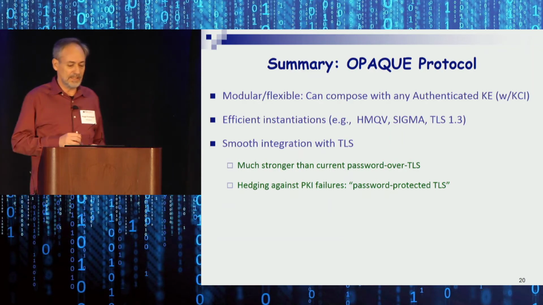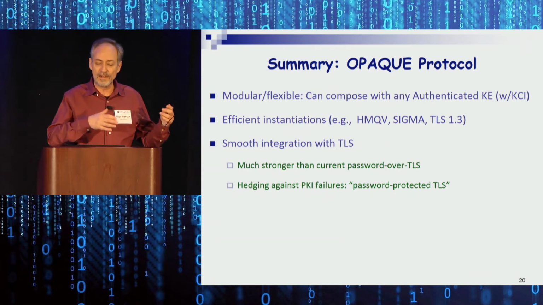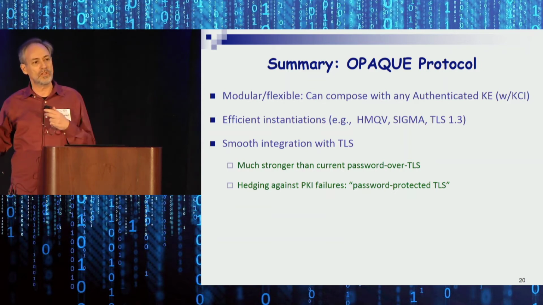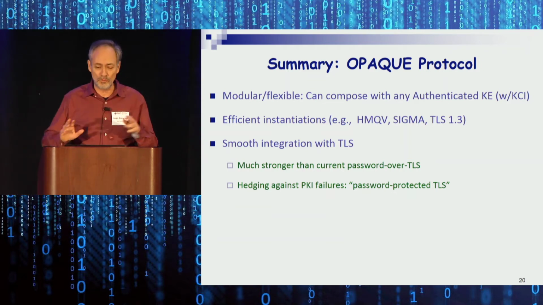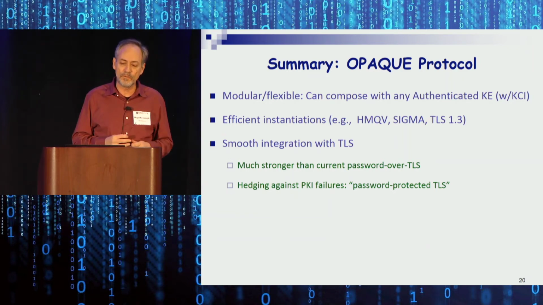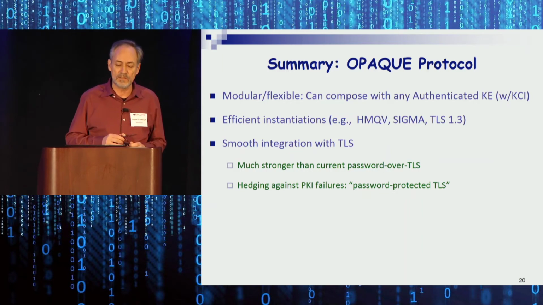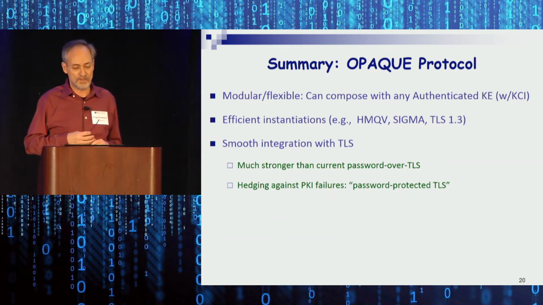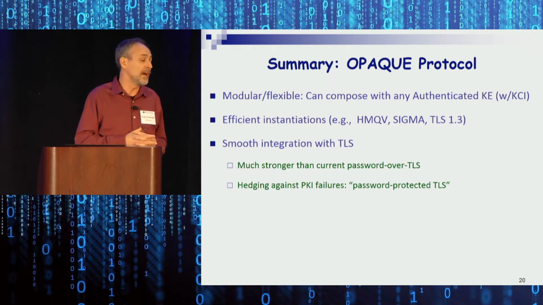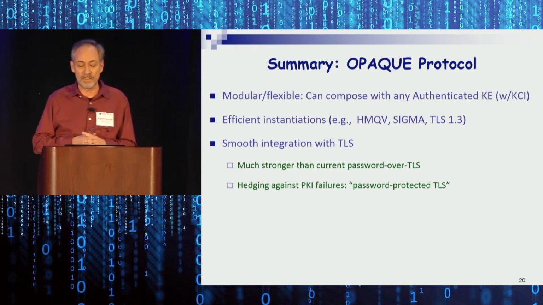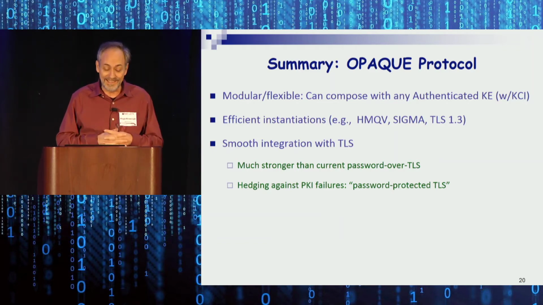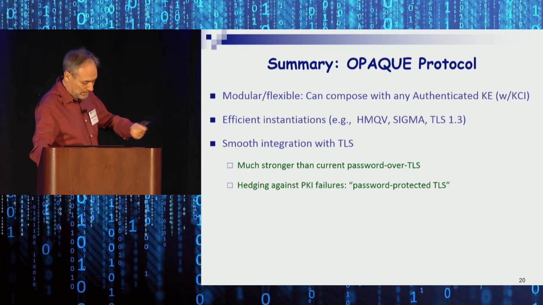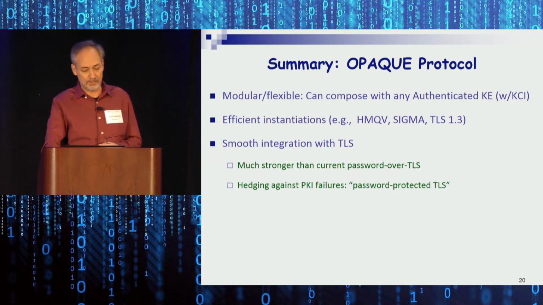To summarize, OPAQUE is modular and flexible. It allows composition of different protocols with different efficiency measures. You can do it pre-quantum, post-quantum, everything. All combinations are possible because the proof is generic. We've seen that there are efficient instantiations. Its integration with TLS is relatively easy. Nothing is too easy when it comes to TLS, but relatively easy. And very importantly, it gives a much more secure alternative to our current practice of encrypting passwords over TLS. And you can even have this hedging property of protecting TLS with password and not the other way around.